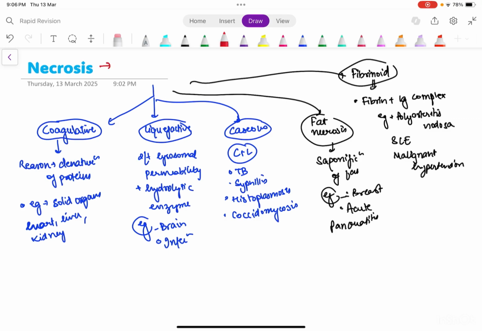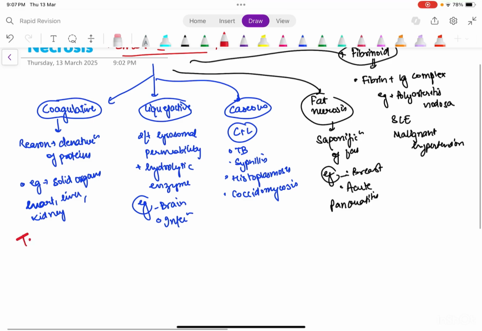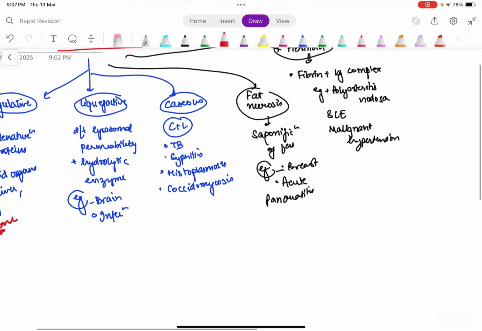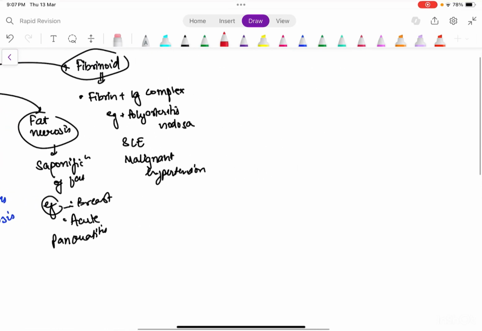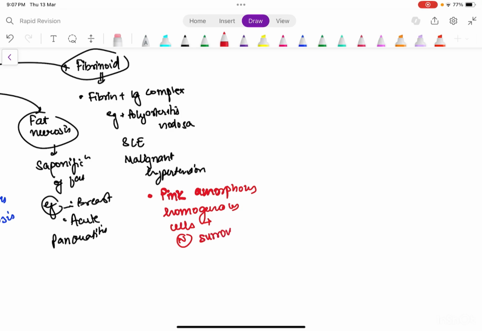See, in necrosis you see a smear on DNA electrophoresis. But if you talk about apoptosis, you see step ladder pattern. Okay, then in coagulative necrosis, you should know the keyword: it is tombstone appearance of the cells. Okay, then here in fibrinoid, you should know that there are pink amorphous homogeneous cells plus normal surrounding cells.